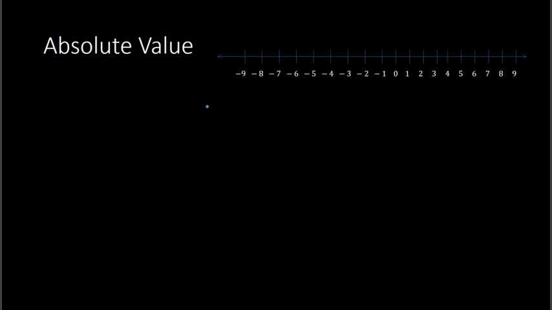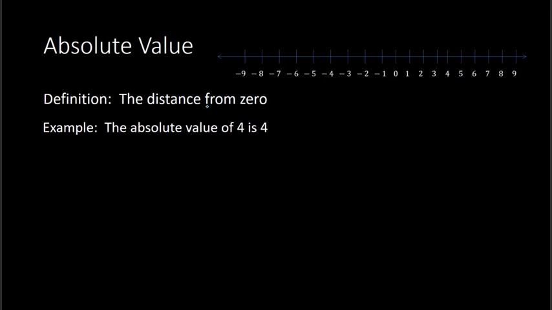Next we have the concept of absolute value. Your definition of absolute value is the distance from 0. So for example, the absolute value of 4 is going to be 4, because how far is 4 from 0? Well, 4 is 4 away from 0. Next example, the absolute value of negative 4 is also 4, because the distance from negative 4 right here over to 0, 1, 2, 3, 4, would be 4. So the absolute value, or the distance, of negative 4 is 4.